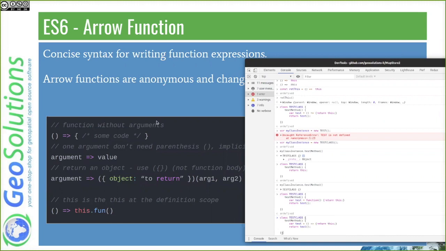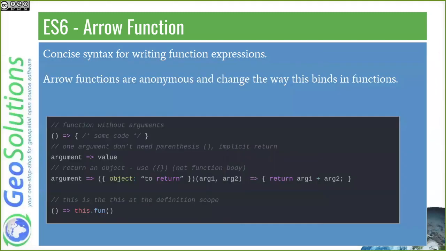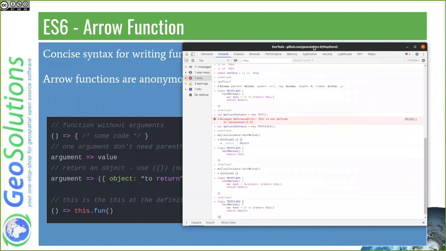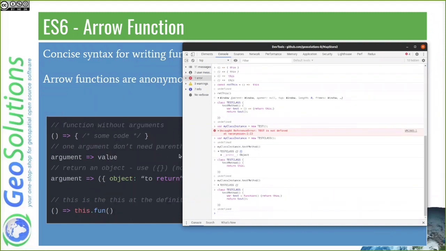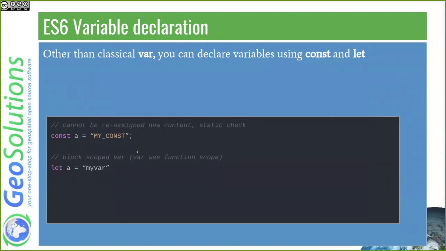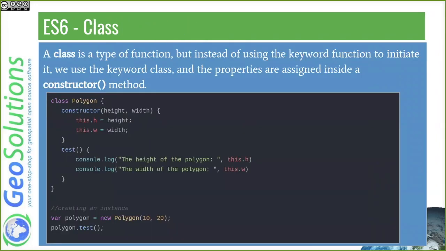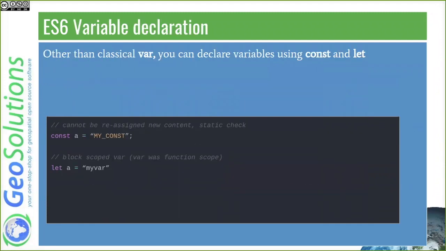I know this is a particular thing. This is strange for non-JavaScript users, but for JavaScript users, it's very common to have problems with this. With arrow functions, you will not have any problems with this object because it's well defined at definition time.